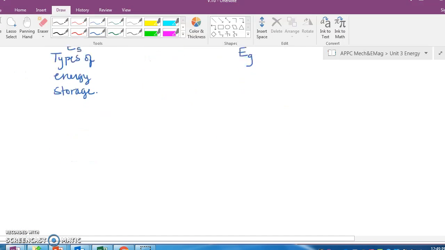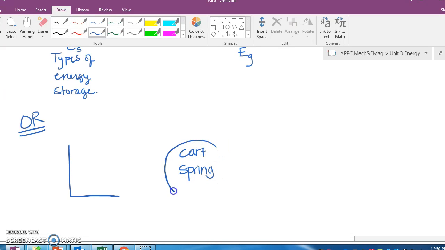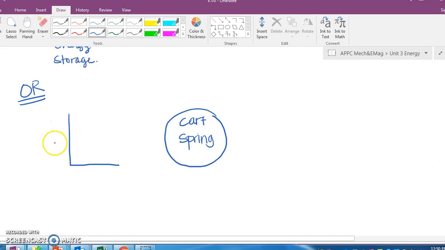What if instead of putting the earth in the system, we just put the cart and the spring in my system? So, energy storage initial. Is there such thing as spring potential? You can call it spring potential energy.